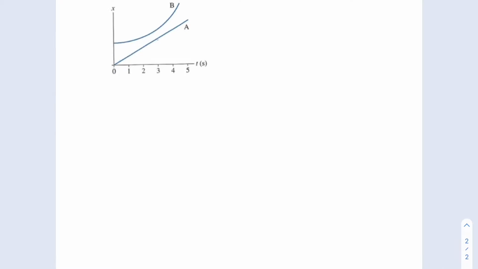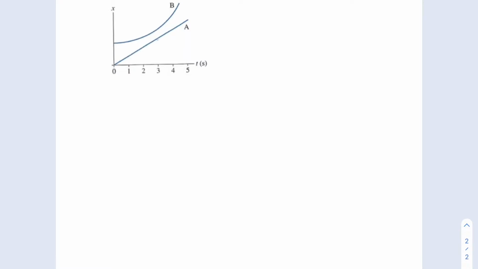Figure 2.5 shows a position versus time graph for the motion of objects A and B as they move along the same axis. For part A, at the instant t equals 1 second, is the speed of A greater than, less than, or equal to the speed of B? Explain. So if we're given a position versus time graph, we need to think about how we can get speed from that. What am I looking for if I want speed? If you remember from our notes, the slope of a position versus time graph tells you the speed of the object.